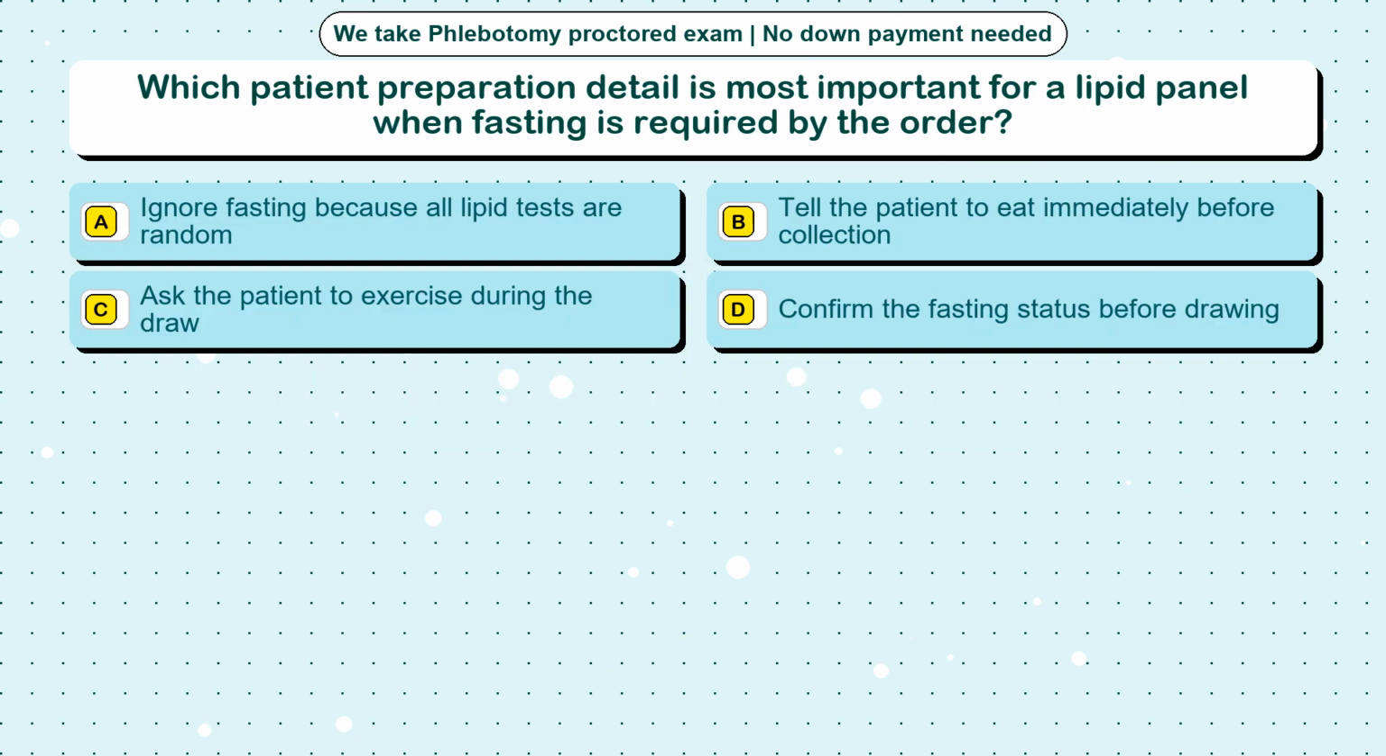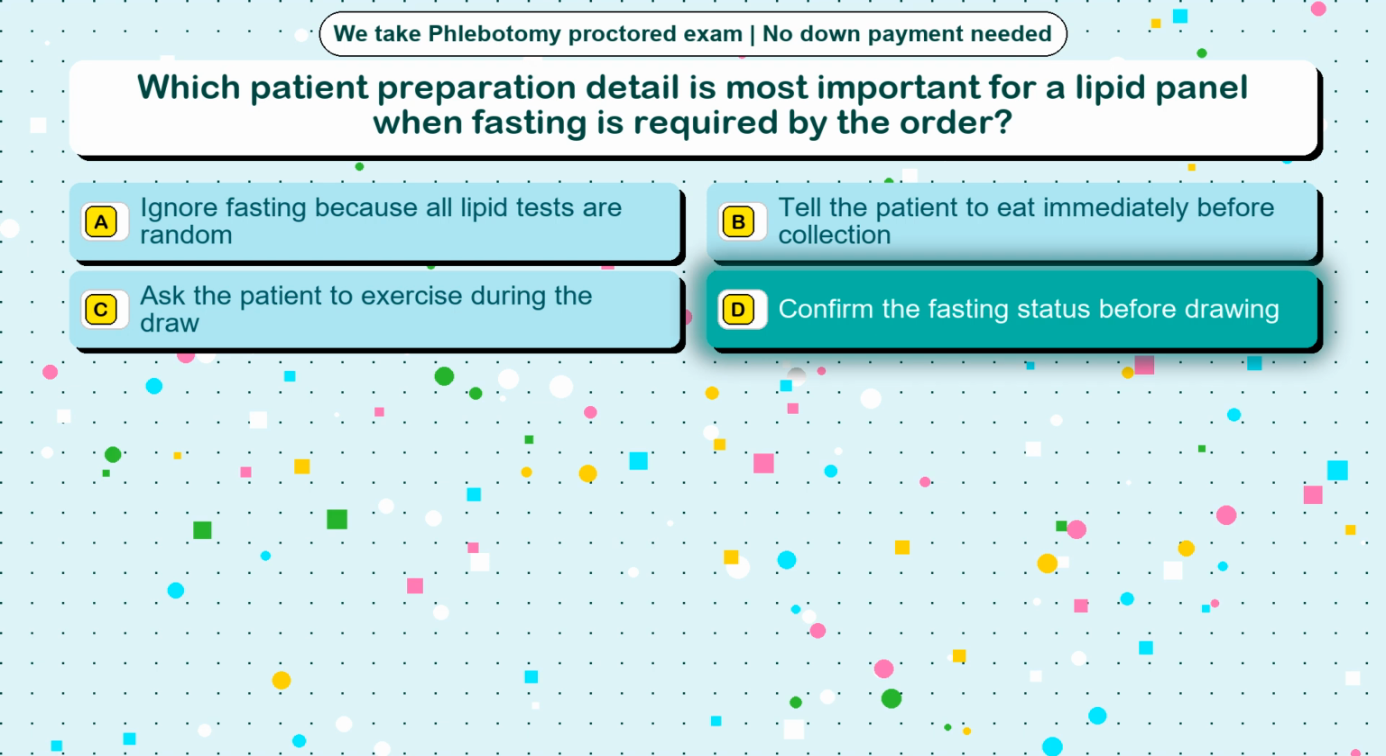Question 67. Which patient preparation detail is most important for a lipid panel when fasting is required by the order? Option A, ignore fasting because all lipid tests are random. Option B, tell the patient to eat immediately before collection. Option C, ask the patient to exercise during the draw. Option D, confirm the fasting status before drawing.